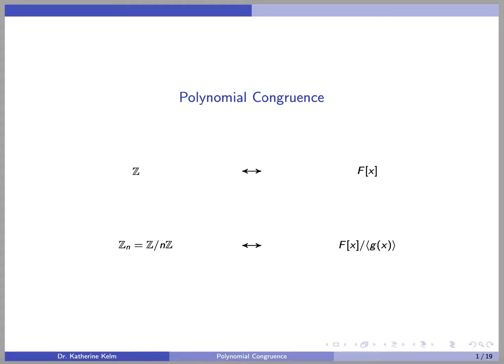This video is about polynomial congruence and its similarity to integer congruence. Just as polynomial rings are very similar to the ring of integers, so a polynomial ring modulo an ideal generated by a polynomial is very similar to the ring Zn.